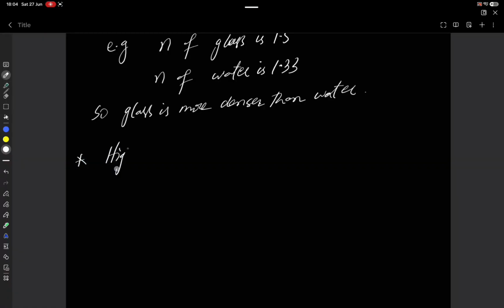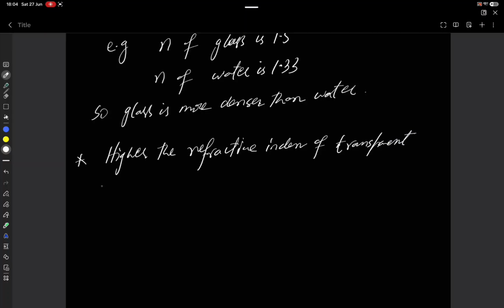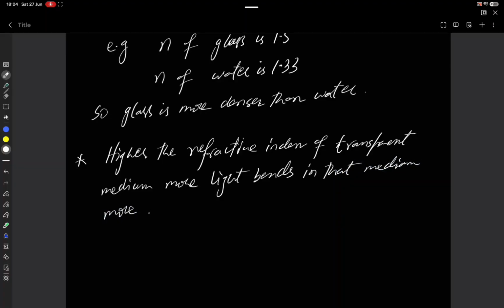The higher the refractive index of a transparent medium, the more light bends in that medium, the more refraction.